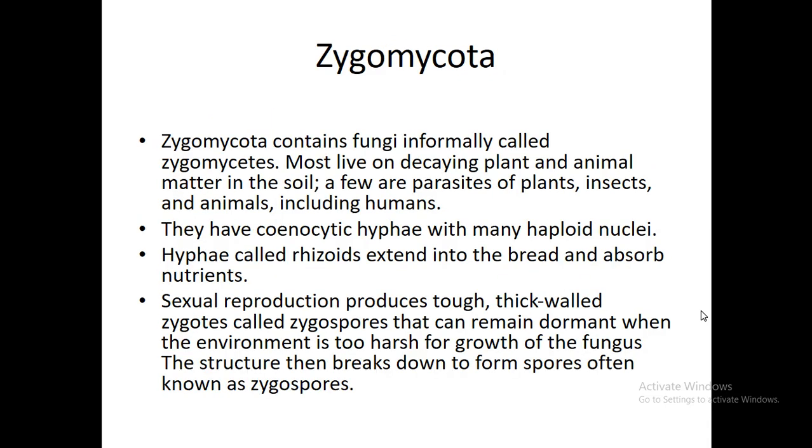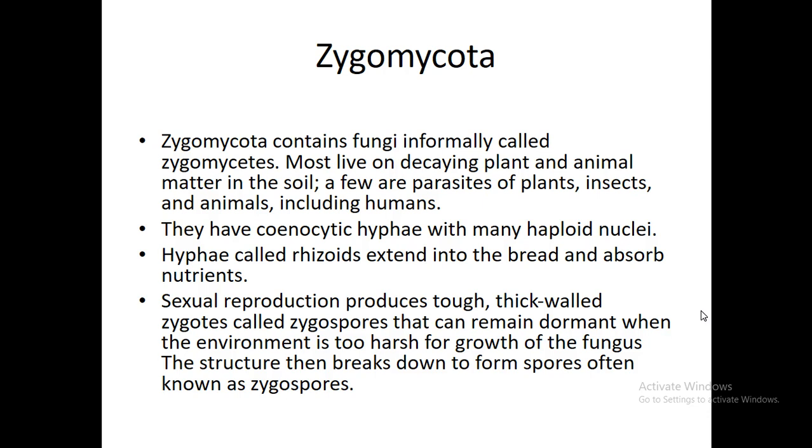The first class of fungi which we are going to study today is Zygomycota. The fungi included in this class are informally known as zygomycetes. They are saprobic, which means most of them live on decaying plant and animal matter in the soil. A few are parasites of plants, insects and animals, including humans.